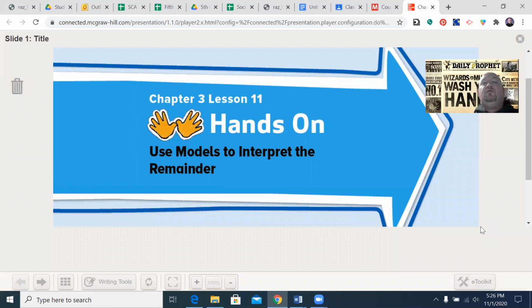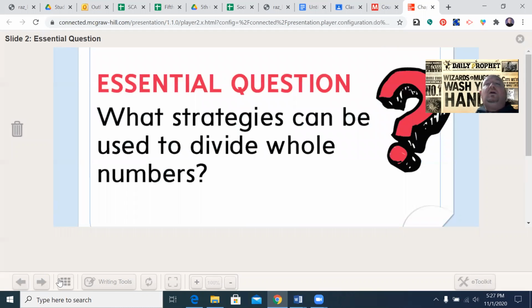Today's lesson, Chapter 3, Lesson 11, use models to interpret the remainder. The essential question today: what strategies can be used to divide whole numbers?